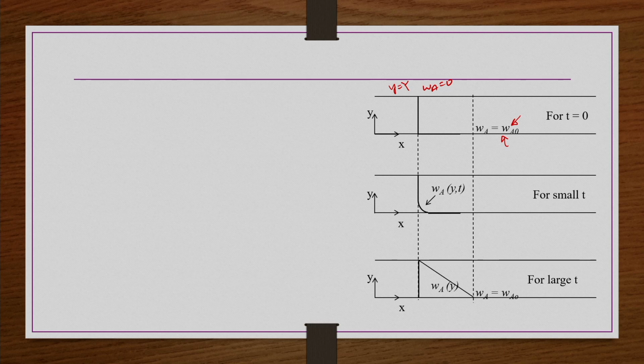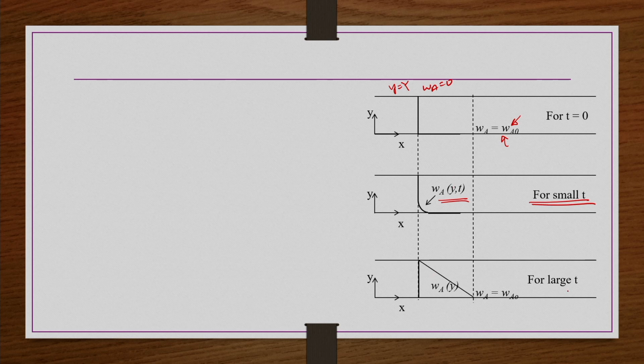As the time progresses, this helium penetrates into the plate and a concentration profile develops, which is a function of both space and time. Here we are taking only the y direction for simplicity, one direction. So, for small t we can have such a concentration profile.